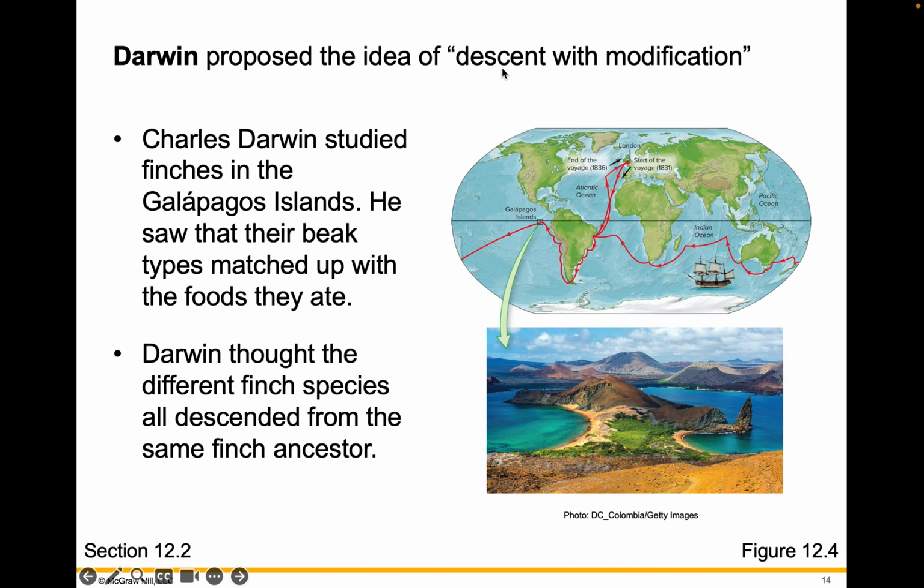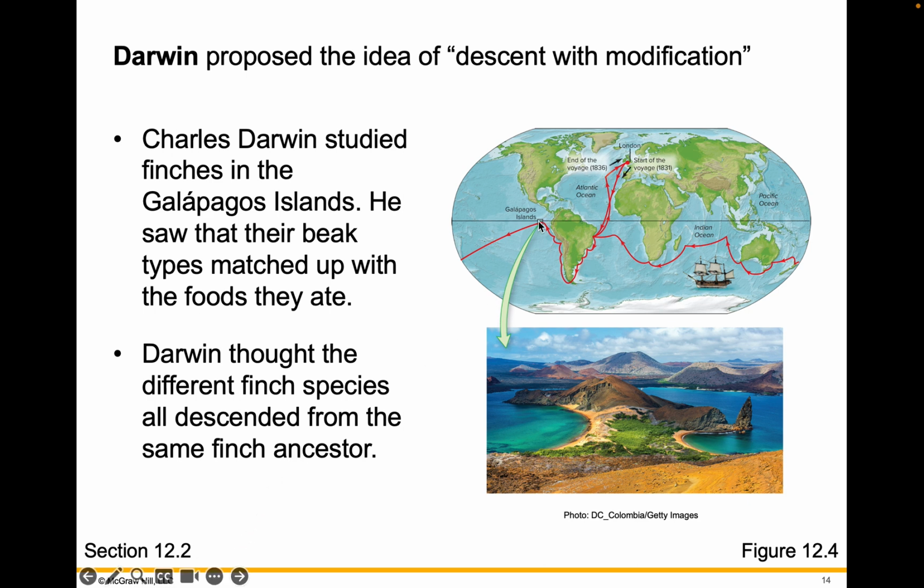Darwin proposed the idea of descent with modification. Charles Darwin studied finches in the Galapagos Islands here, and he saw that their beak types matched up with the foods they eat. Finches that had really thick beaks ate really hard seeds, and finches that ate tiny little insects had skinny little beaks that were able to reach in and nip them off of plants. So their beaks matched up with their foods. Darwin thought that the different finch species likely all descended from the same finch ancestor.